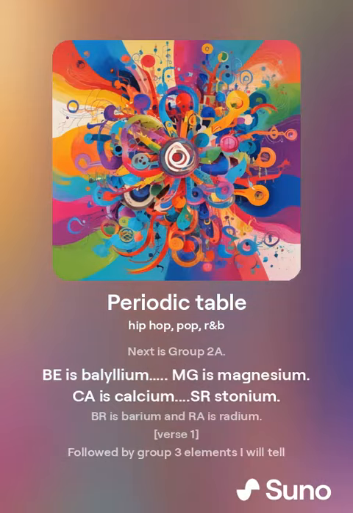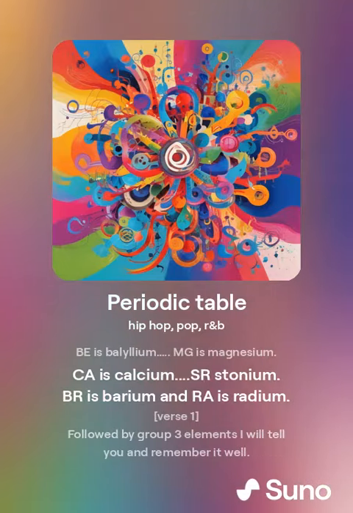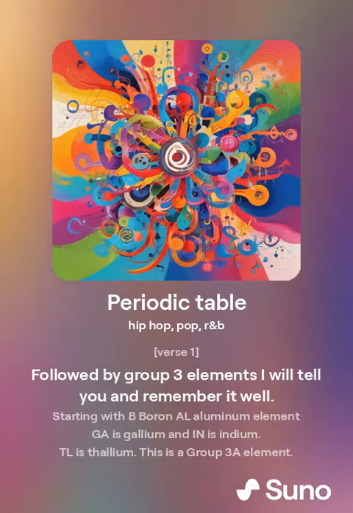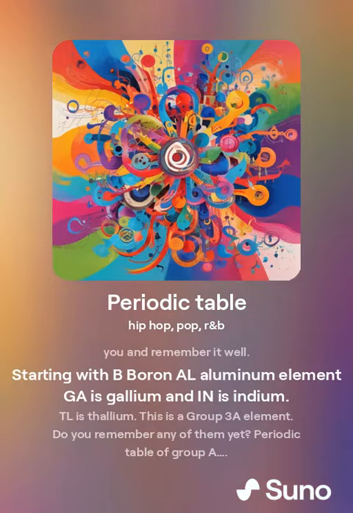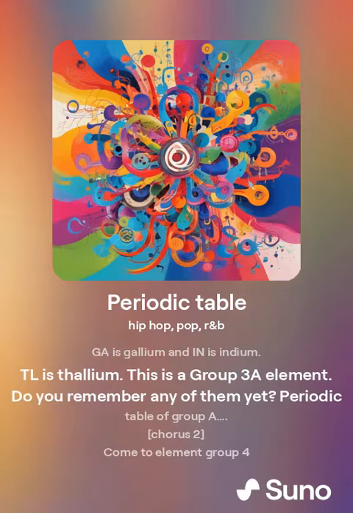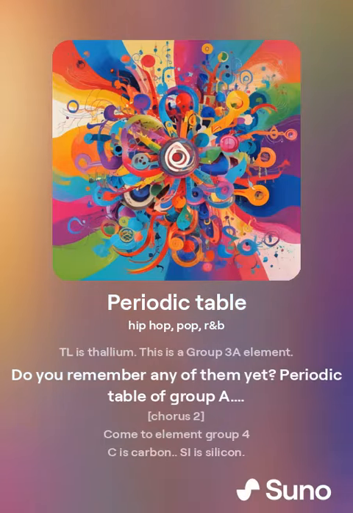Be is beryllium, Mg is magnesium, Ca is calcium, Sr is strontium, Ba is barium, Ra is radium. Followed by group 3 elements, I will tell you and remember it well. Starting with B, boron, Al, aluminum, Ga is gallium, In is indium, Tl is thallium. This is a group 3A element. Do you remember any of them yet?